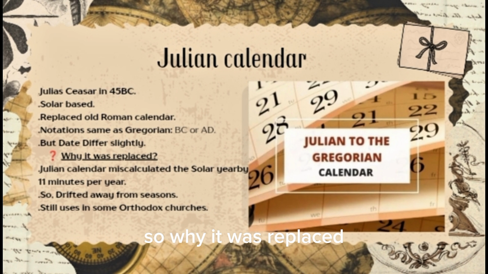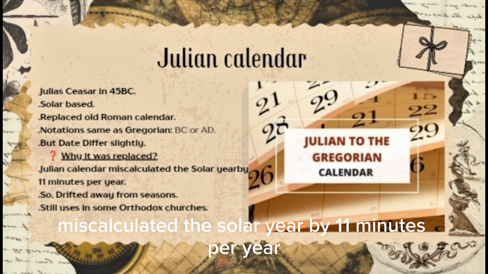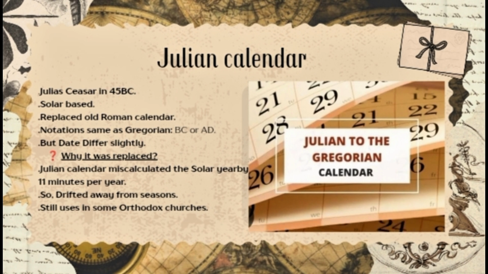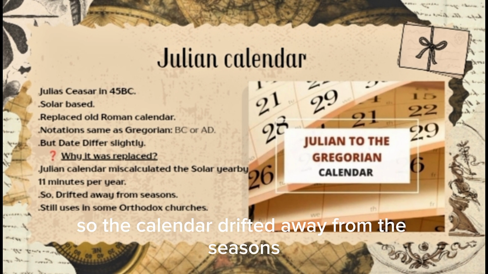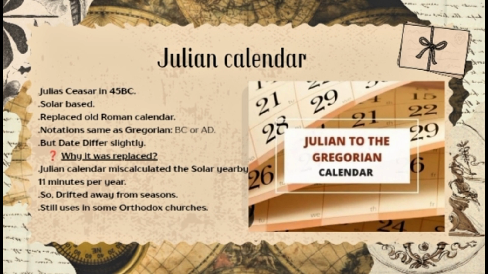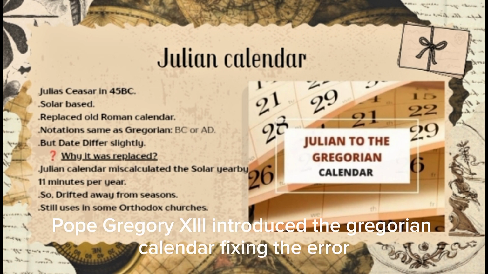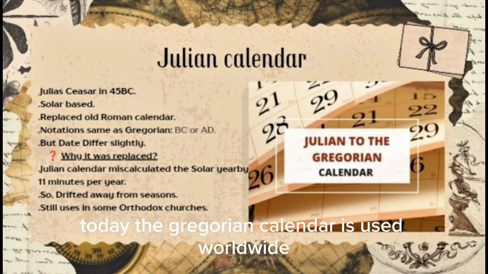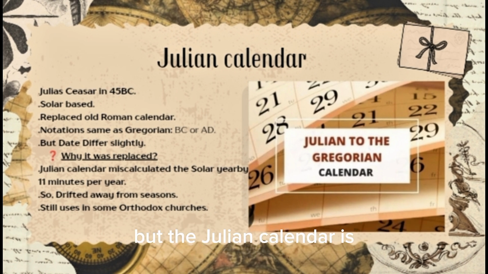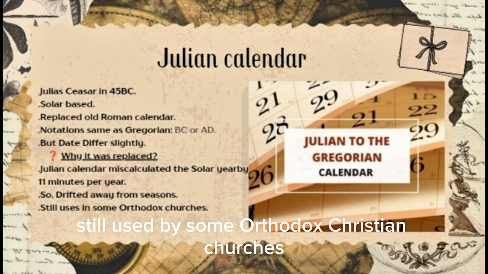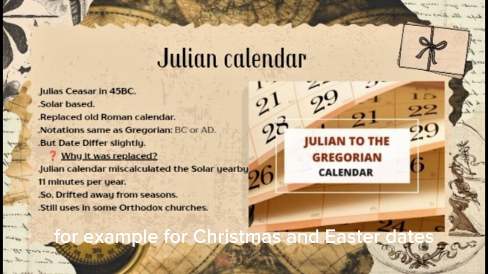So why was it replaced? The Julian calendar miscalculated the solar year by 11 minutes per year. This small error added up over centuries, so the calendar drifted away from the seasons. In 1582, Pope Gregory introduced the Gregorian calendar, fixing the error. Today, the Gregorian calendar is used worldwide, but the Julian calendar is still used by some Orthodox Christian churches, for example, for Christmas and Easter dates.